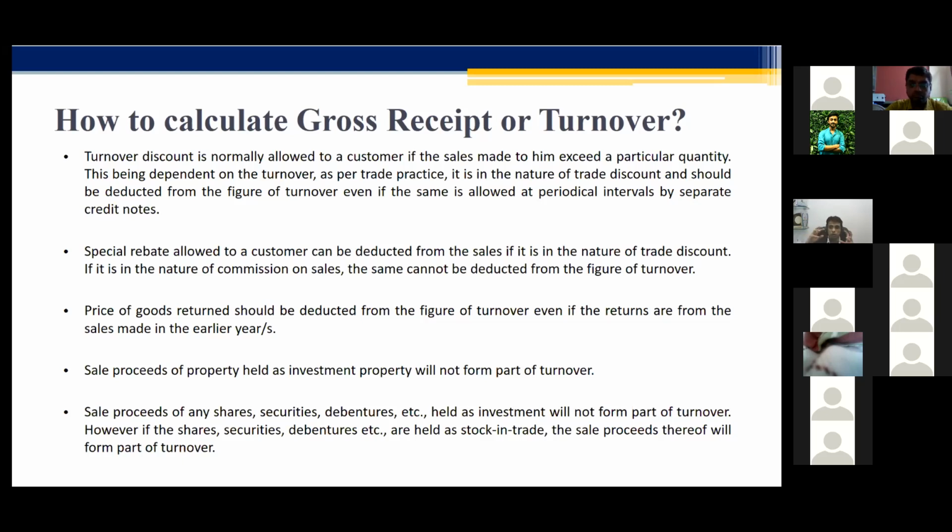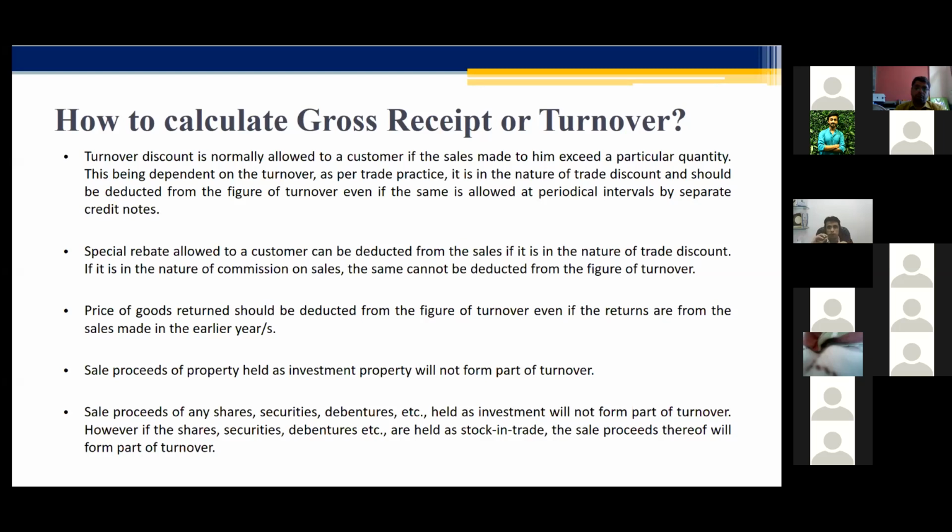If the turnover or the quantity discount, though allowed at the end of the year, is known when the sale is made, it should be reduced from the turnover for the purposes of input. Special rebate allowed to a customer can be deducted from sales if it is in the nature of trade discount. If it is in the nature of commission on sales, the same cannot be deducted. So any discounts, any rebates, if they are akin to a trade discount, meaning either it is given in the invoice or he is aware of such discount when you are making the sale, would be trade discount.